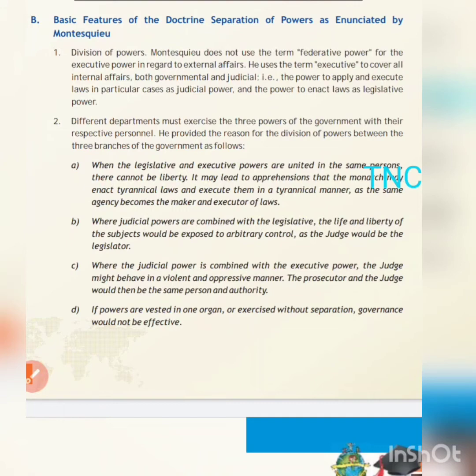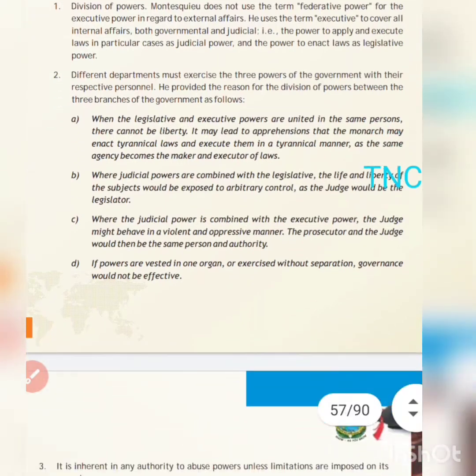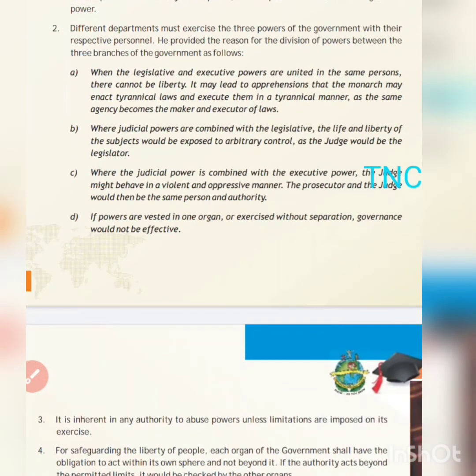When legislative and executive powers are united in the same persons, there cannot be liberty. That's why we saw earlier also that to maintain liberty, one person should not be present in all three departments, or rather all three organs of the government. So the same thing is given, that if legislative and executive powers are combined, and we also saw earlier that legislative and executive should not be combined at any cost. So he says that if in any case legislative and executive powers get combined, or if the same person is in both of these organs of government, then you cannot ensure liberty.